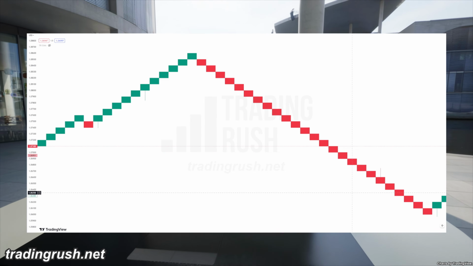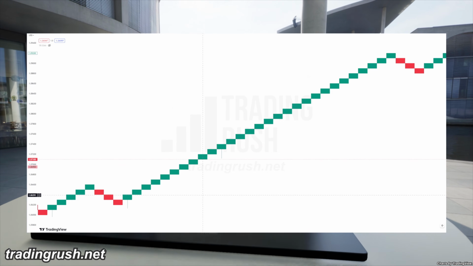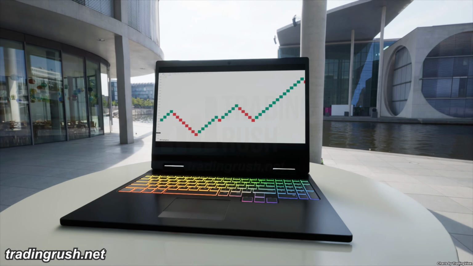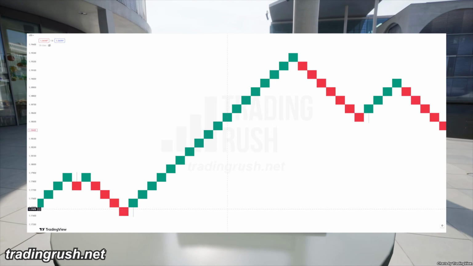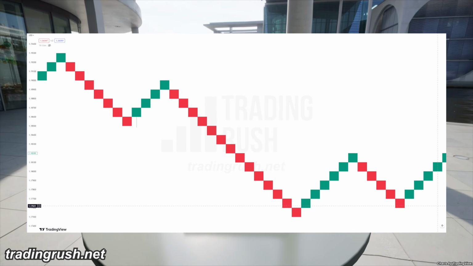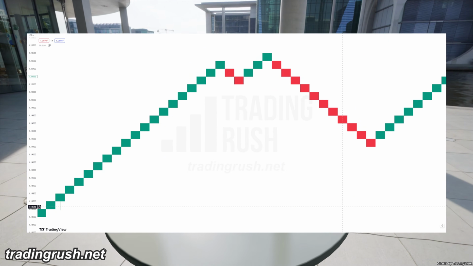However, as time went on, I started to identify the disadvantages of Renko charts and why I almost never saw more experienced traders use them. But during this time, I also discovered the unique advantages of Renko charts, which helped me big time.